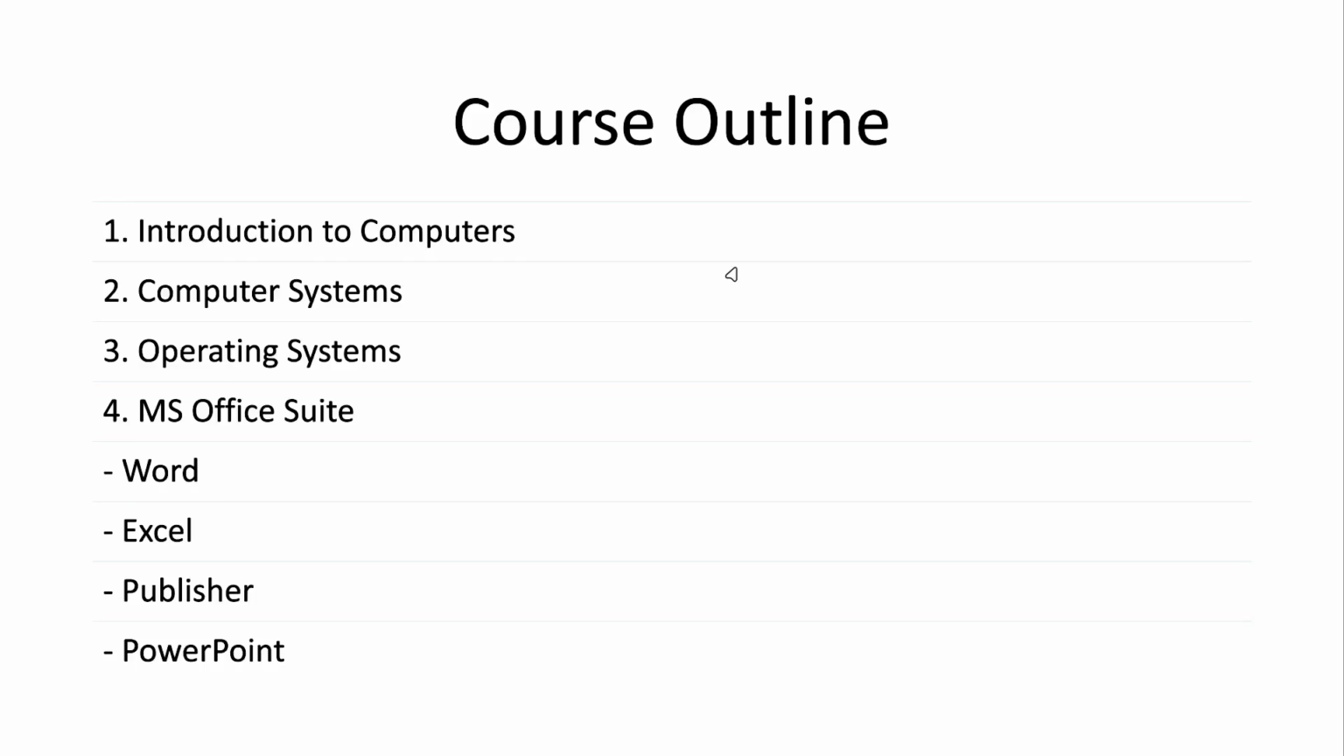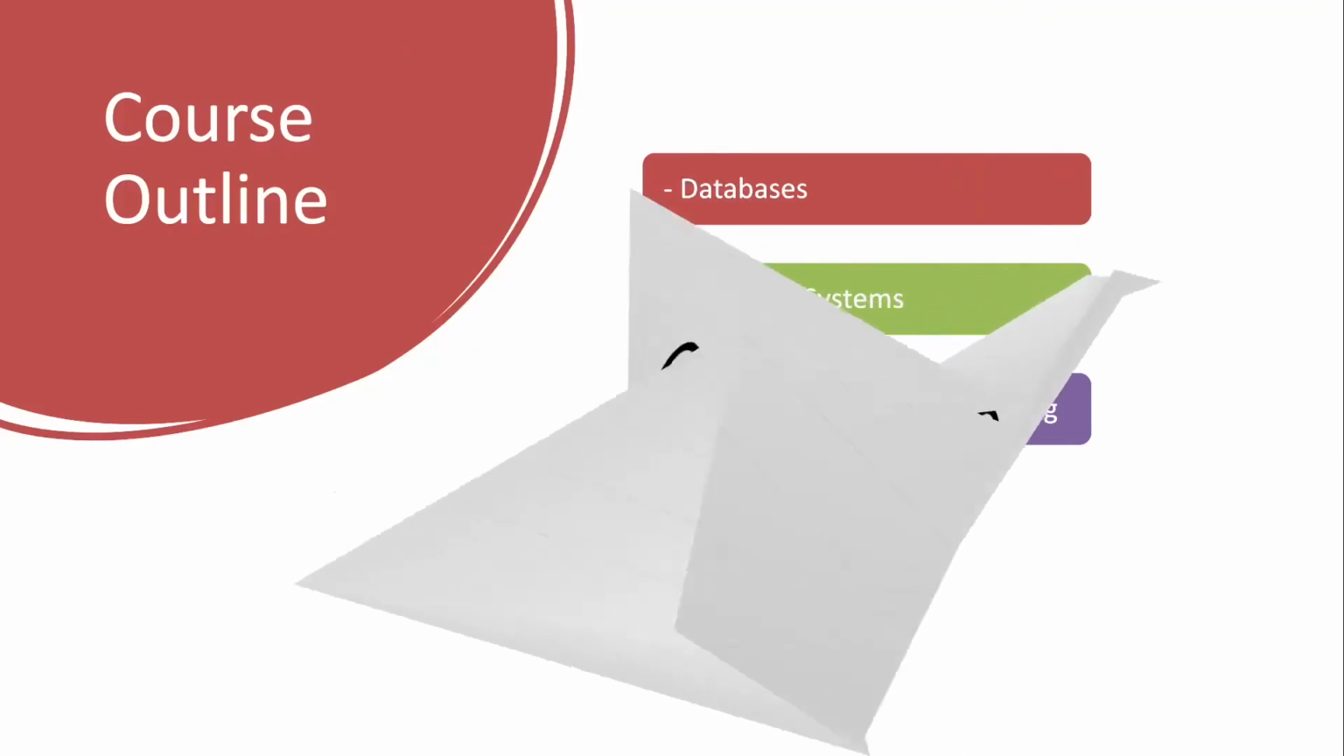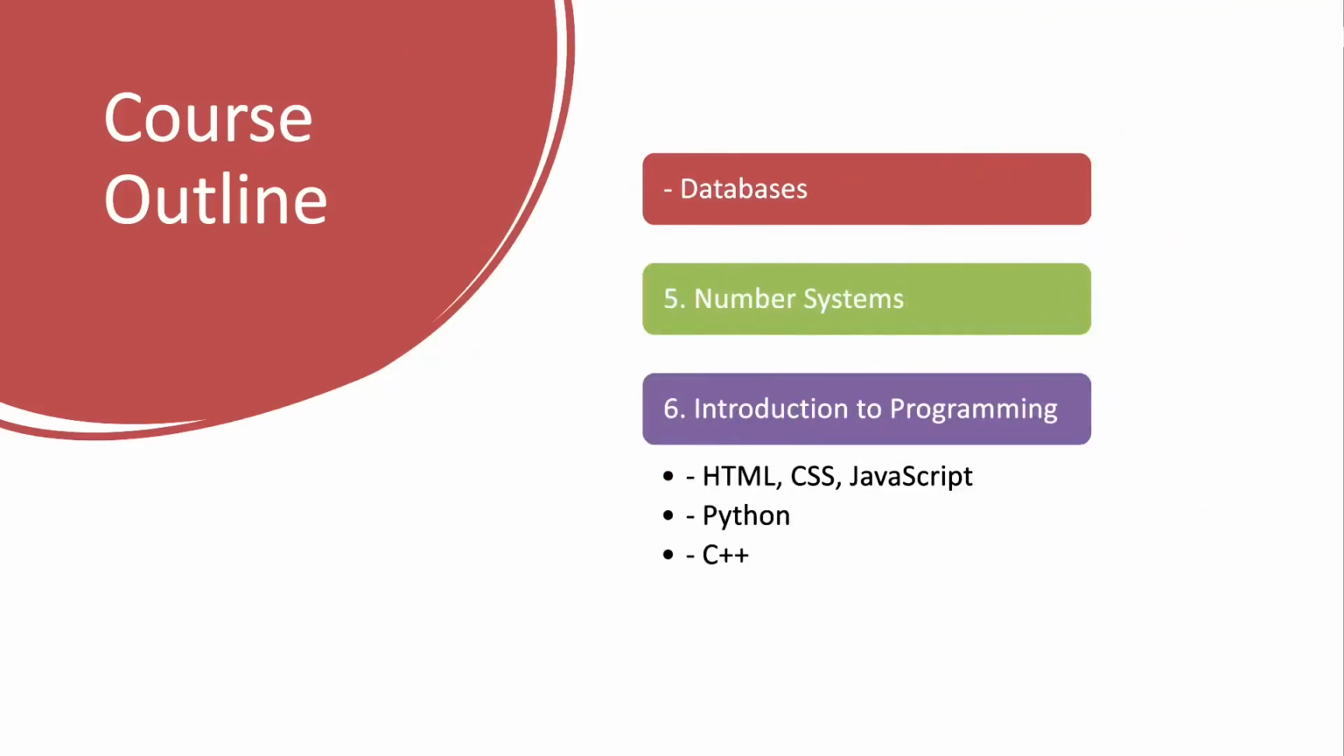Course outline. We'll cover introduction to computers, computer systems, operating systems, Microsoft Office Suite: Microsoft Word, Microsoft Excel, Microsoft Publisher, Microsoft PowerPoint, Microsoft Access Database, number systems, and introduction to programming using HTML, CSS, JavaScript. We'll also have a look at Python, and finally OOP using C++.